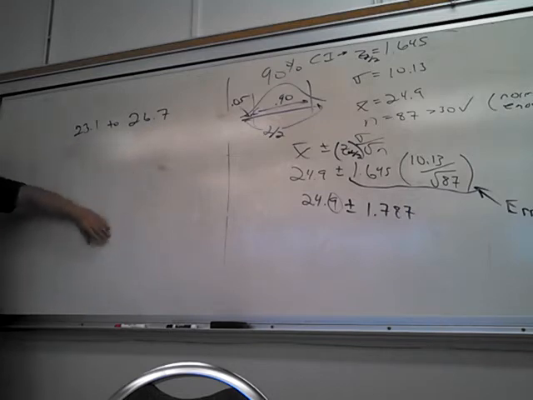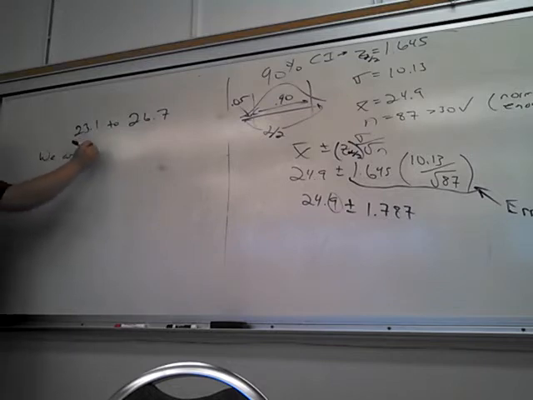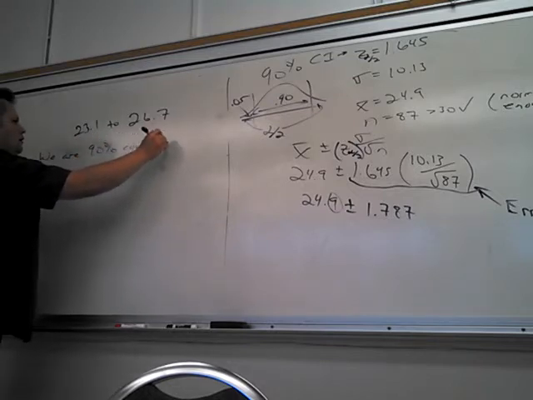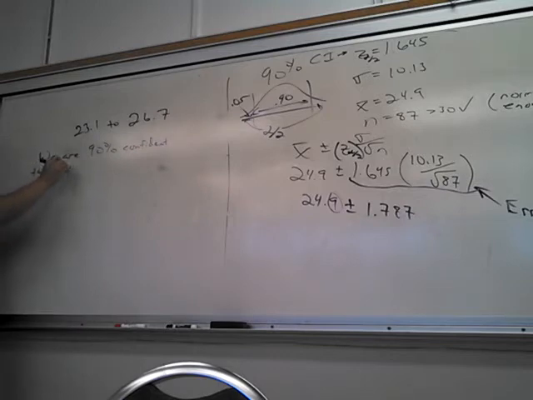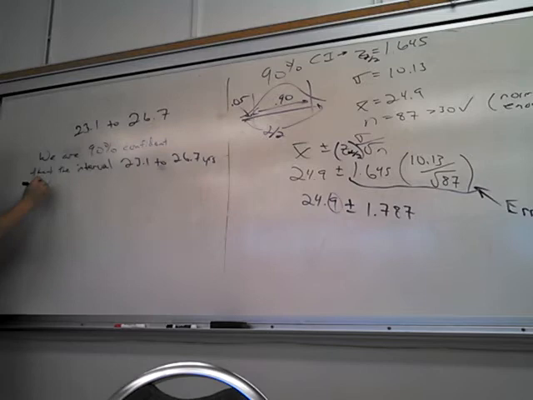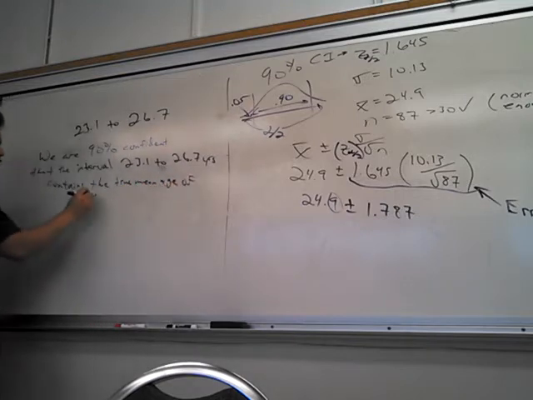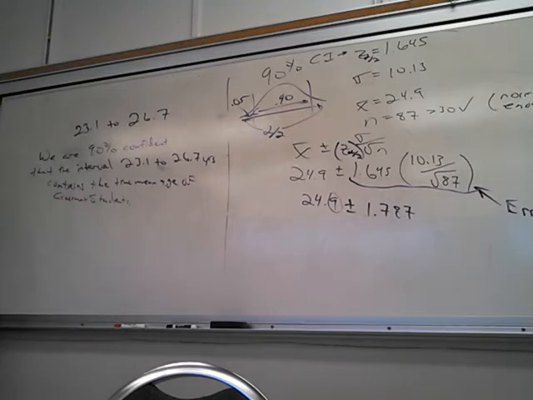And you're going to love this last part. Chapter 7 and Chapter 8, you're going to have to write a conclusion. Oh, yay. So here's how this conclusion is worded. We are 90% confident that the interval 23.1 to 26.7 years contains the true mean age of gross month students.